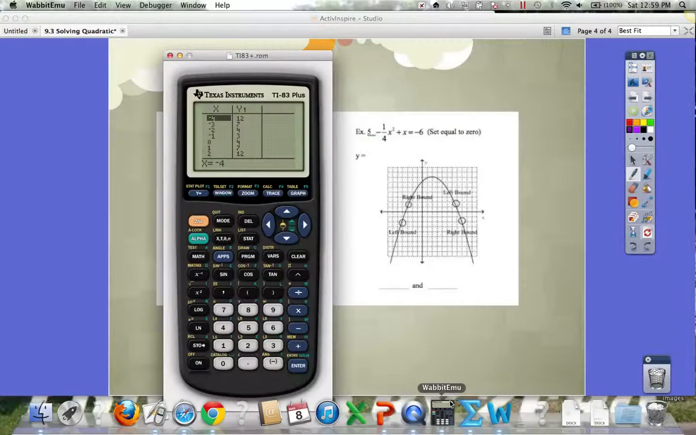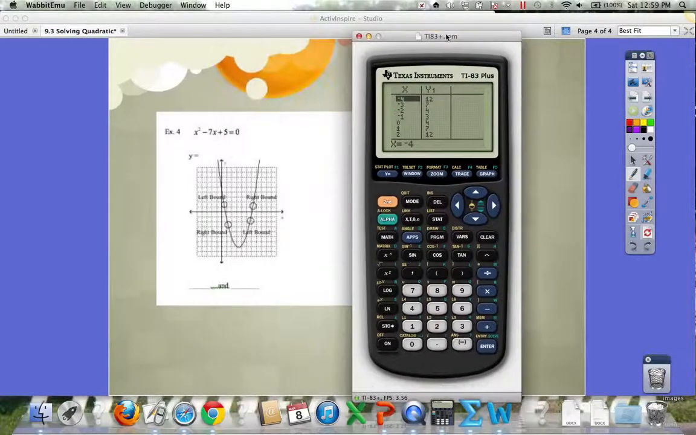I'm going to pull up my calculator, move it out of the way so you can see it. Go to y equals, clear that out. Then I'm going to type in x squared minus 7x plus 5. All right, and then I'm going to graph it. Now you notice it doesn't go across at very nice even places. Okay, it may look close, but it's not. What we want to do is find the exact places.